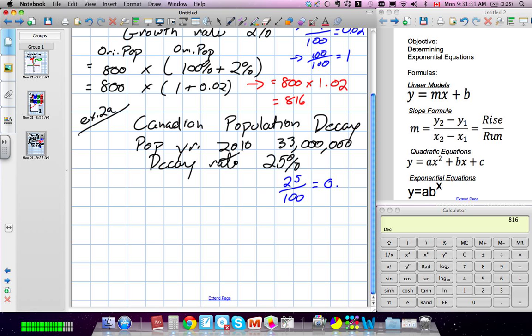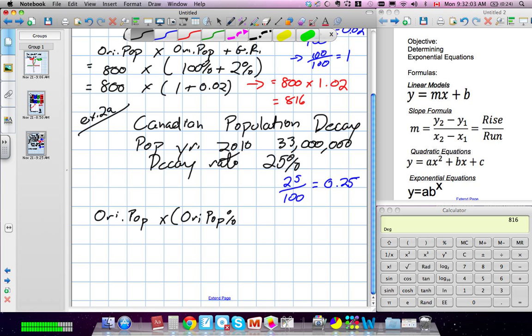0.25. Our original population is 33 million. I think that's what it is right now. So we take our original population plus growth rate. I should have put those up there. So we take our original population times the original population percentage. Now, if we have a decay rate, are we adding or subtracting? We are subtracting. So we're using DR for decay rate, okay? That's essentially what I did up here.